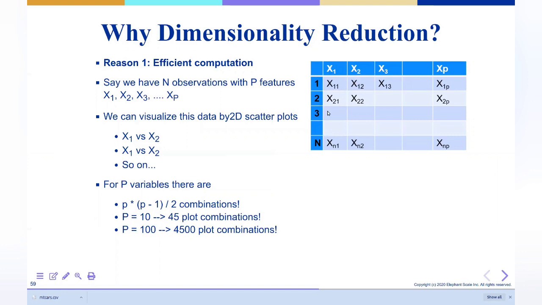So why do we do this in the first place? Remember, the more columns you have, the more computation it takes. If you're trying to do combinations, with only 10 columns there are 45 combinations, and with 100 columns there are 4,500 combinations. So selecting by hand is just not going to scale. We need something better.